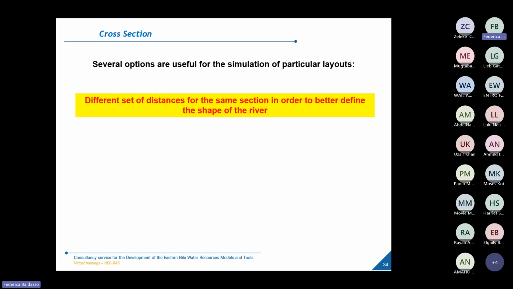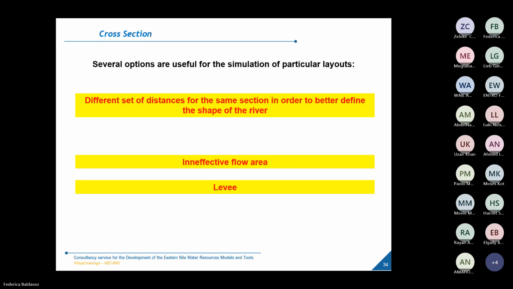Then there are other options that RAS offers to the user, which is the possibility to insert some ineffective flow area, to insert some levee or blockage obstruction. These are some tools that the user can use to make a more realistic schematization of the river. And now we can see them in more detail.